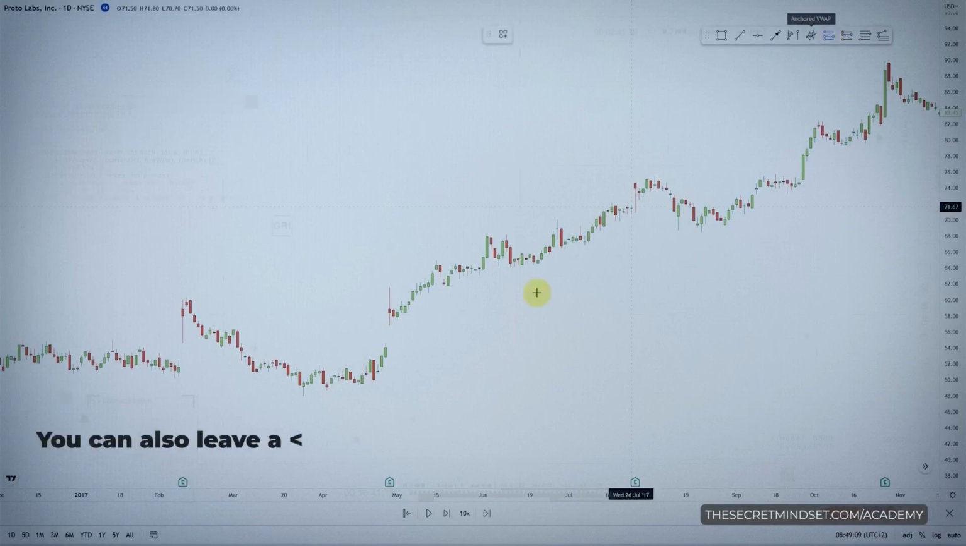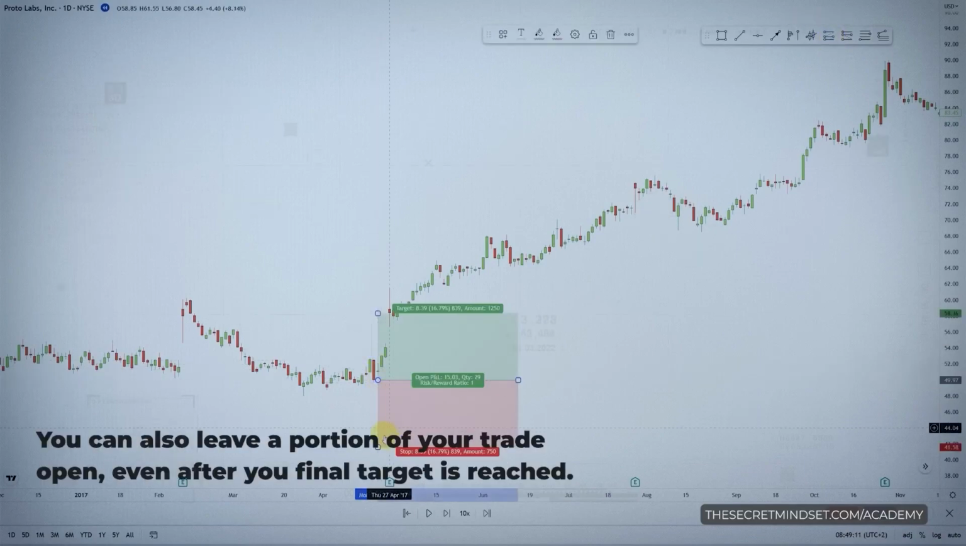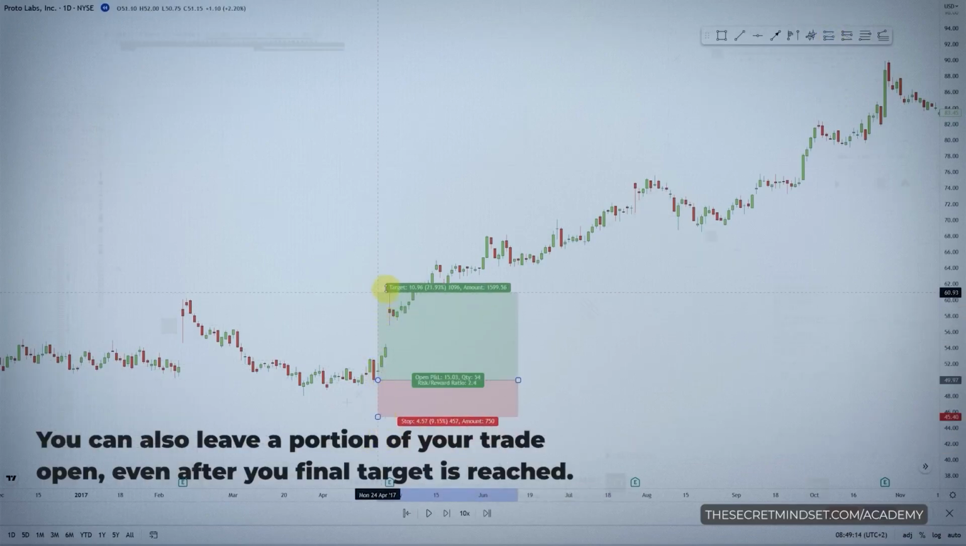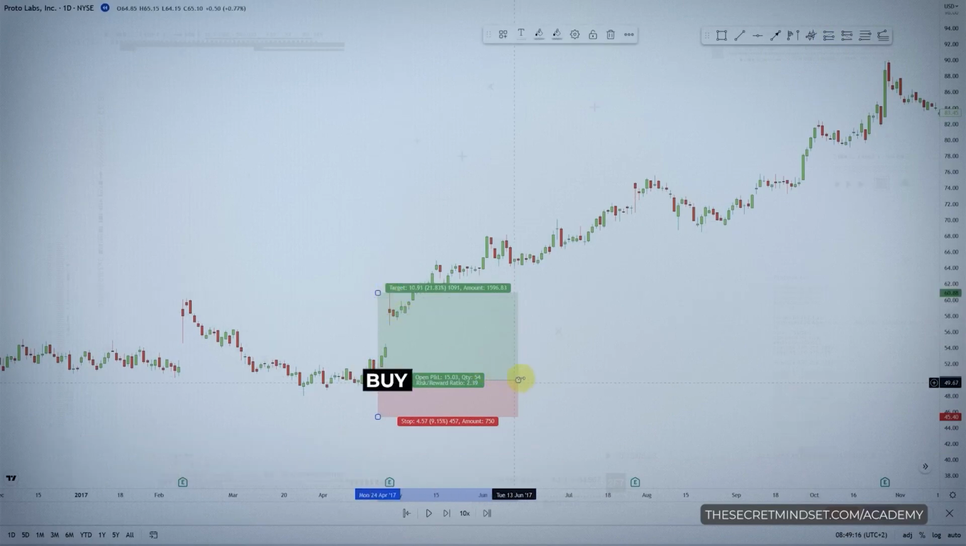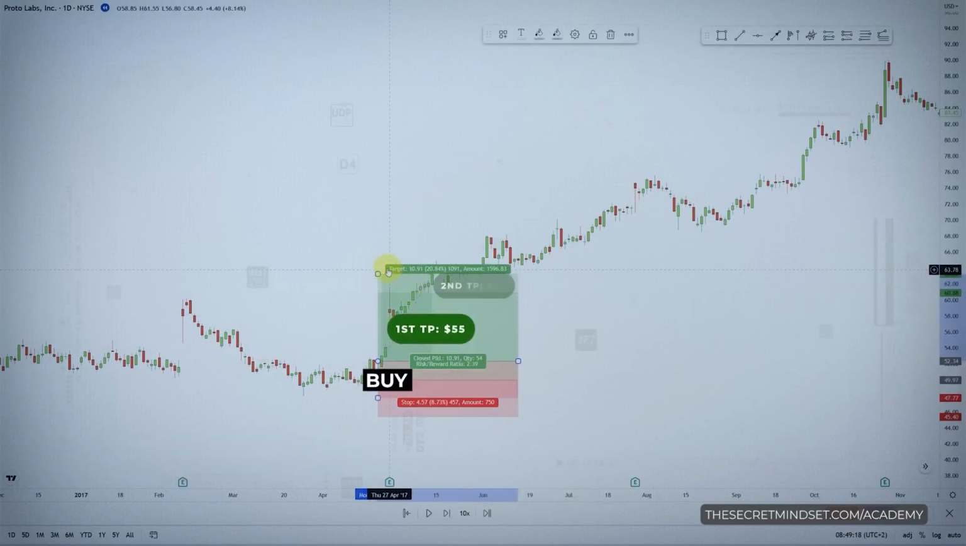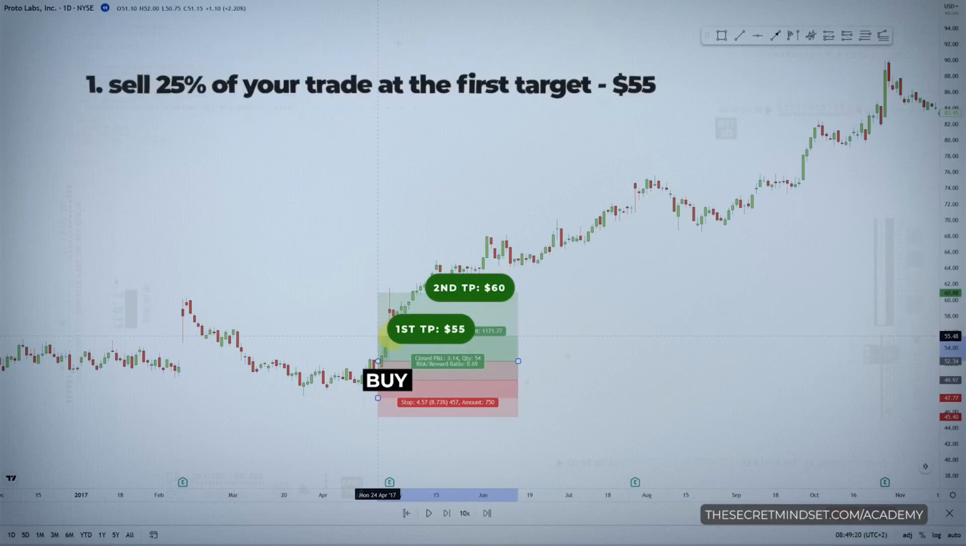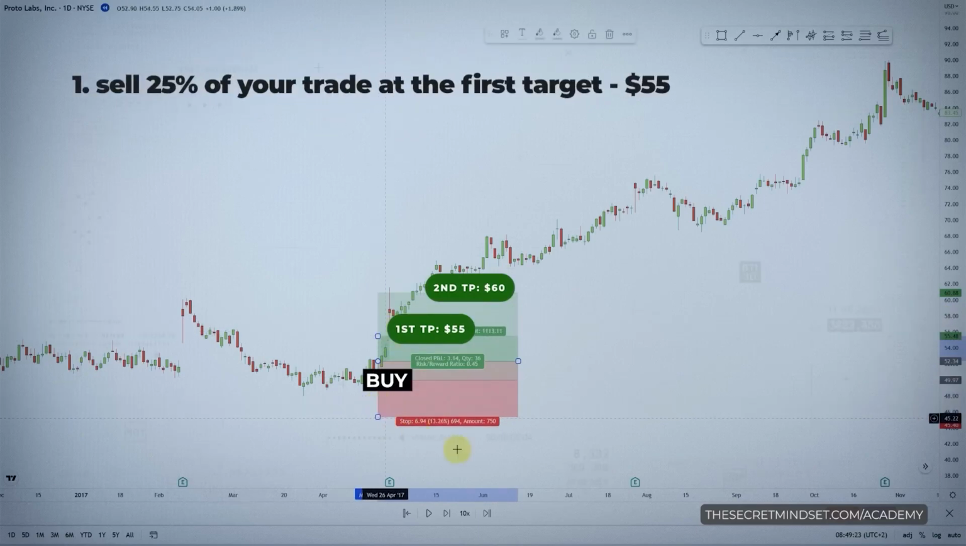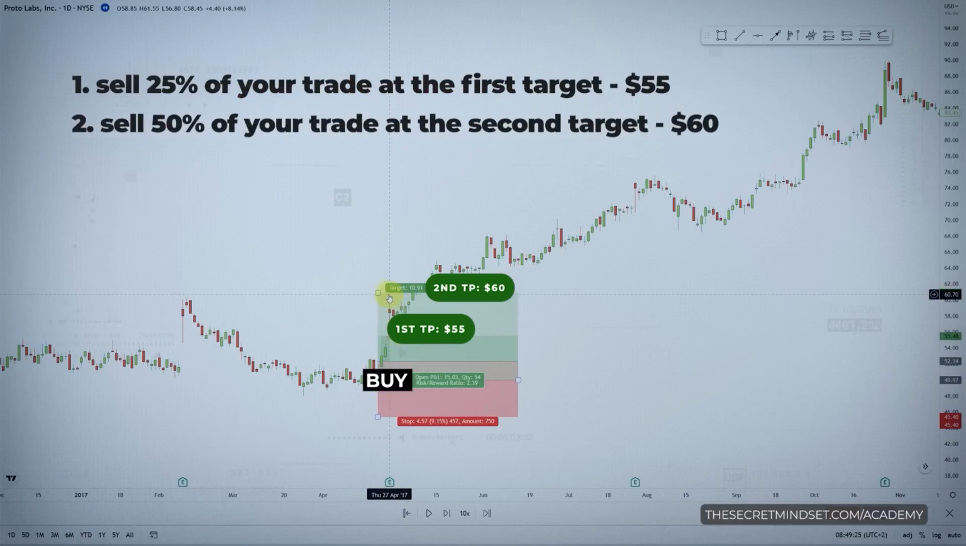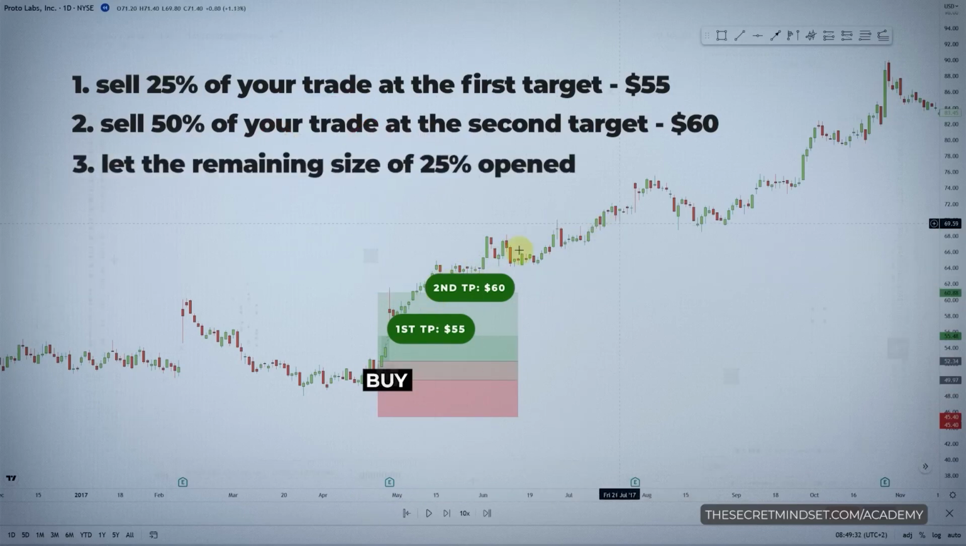You can also leave a portion of the trade open even after your final target is reached. Say you bought at $50 and set two profit targets at $55 and $60. You can sell 25% of your trade at the first target, 50% at the second and final target, locking in profit and reducing your exposure, and you let the remaining size open. Who knows, maybe the market will move to $70, $80. This way, you have a chance to capture a much bigger move.